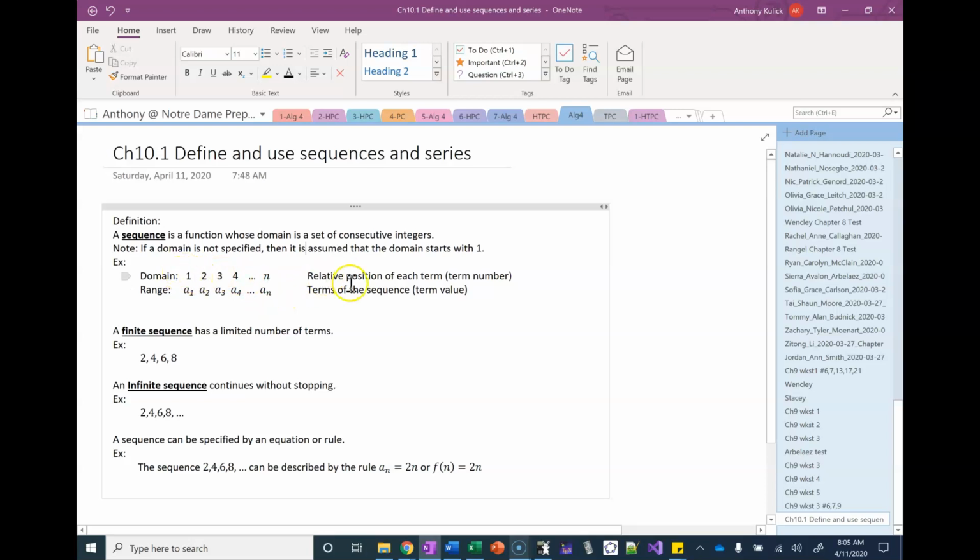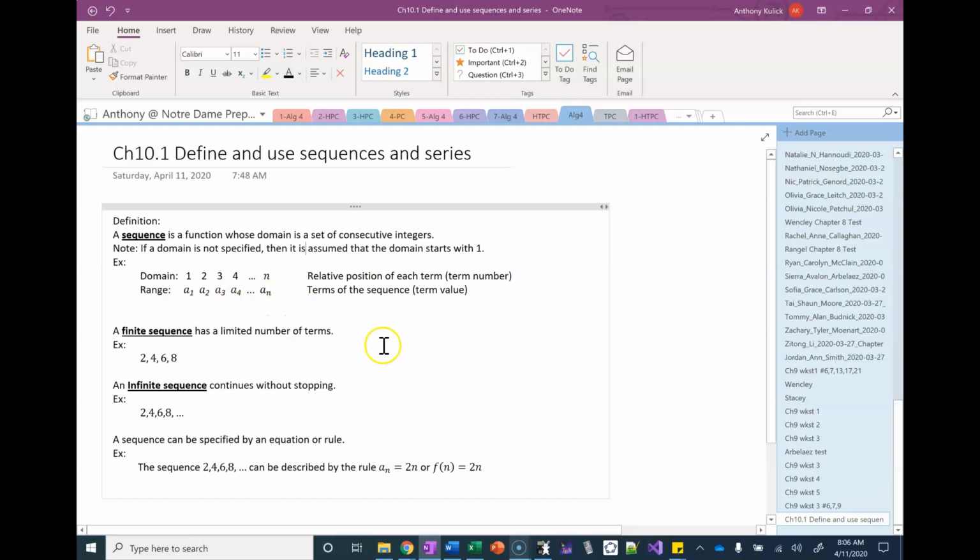So the domains we typically call the term number. It describes the position of the term in that sequence. And the ranges are the actual terms of the sequence, or the term values. So we'd say the first term, the second term, the third term, the fourth term, and all the way out to, say, the nth term.